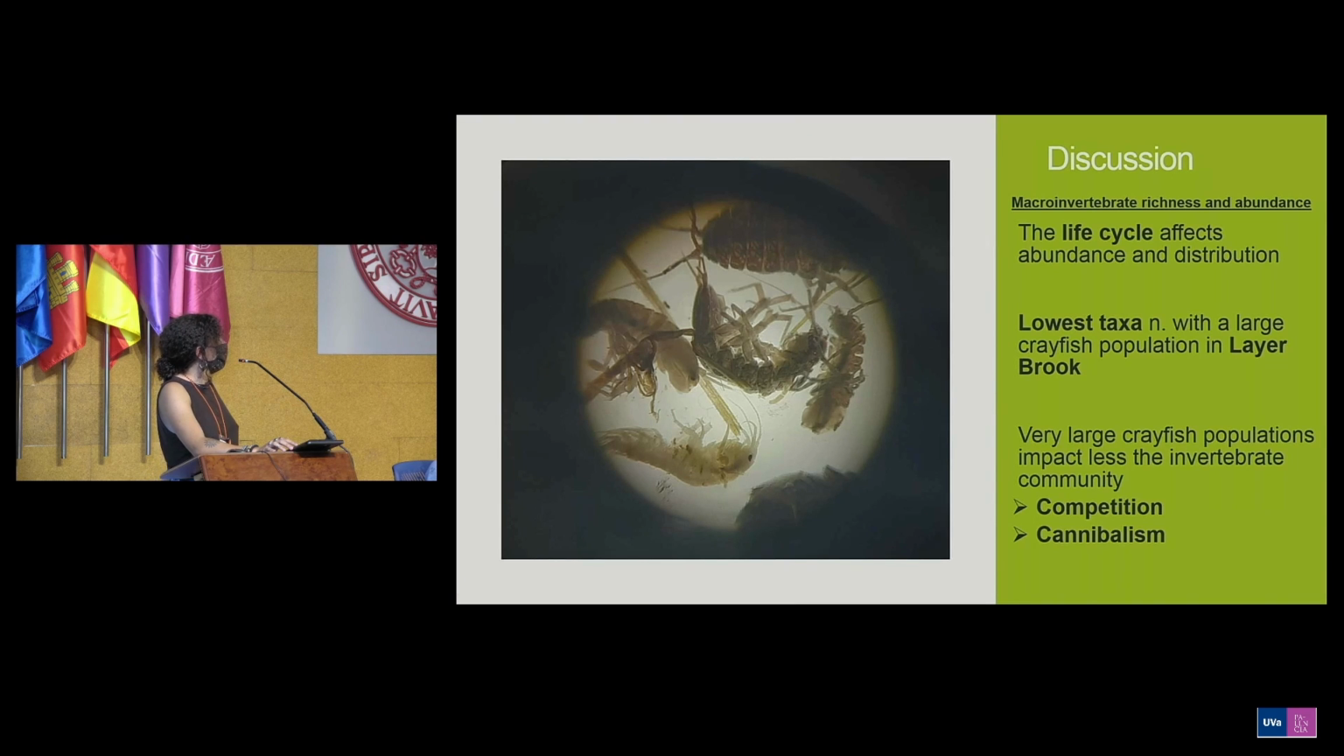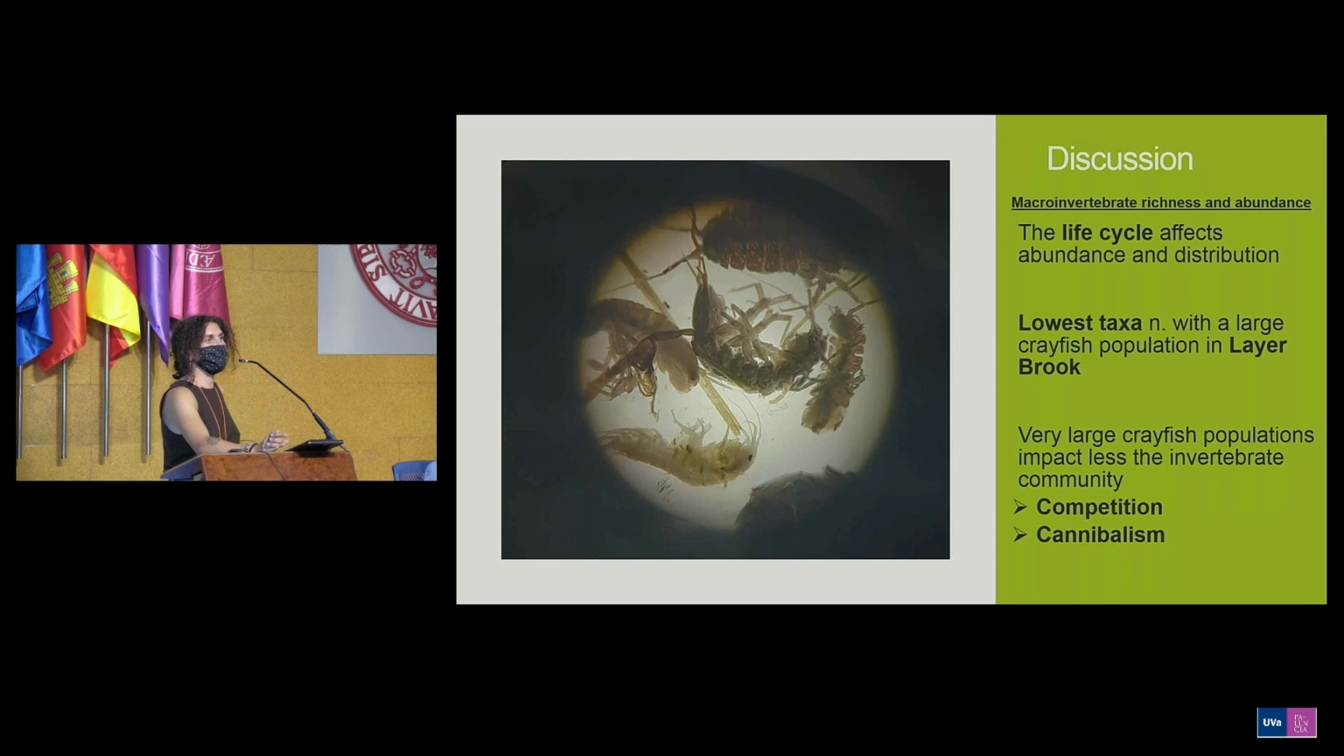So to discuss microinvertebrate species richness and abundance. The life cycle of a species can affect its distribution and abundance in a given time of the year. For example, many species were only found in a larval stage. It's quite interesting that we found the lowest taxa number and microinvertebrate number with a large crayfish population in Layer Brook. More sampling and surveys should occur in order to explain this aspect.